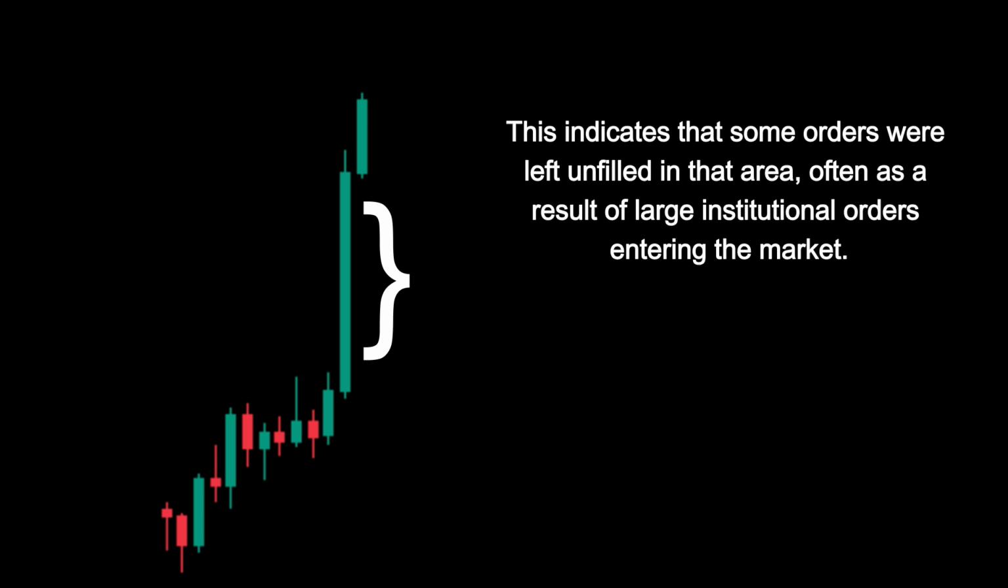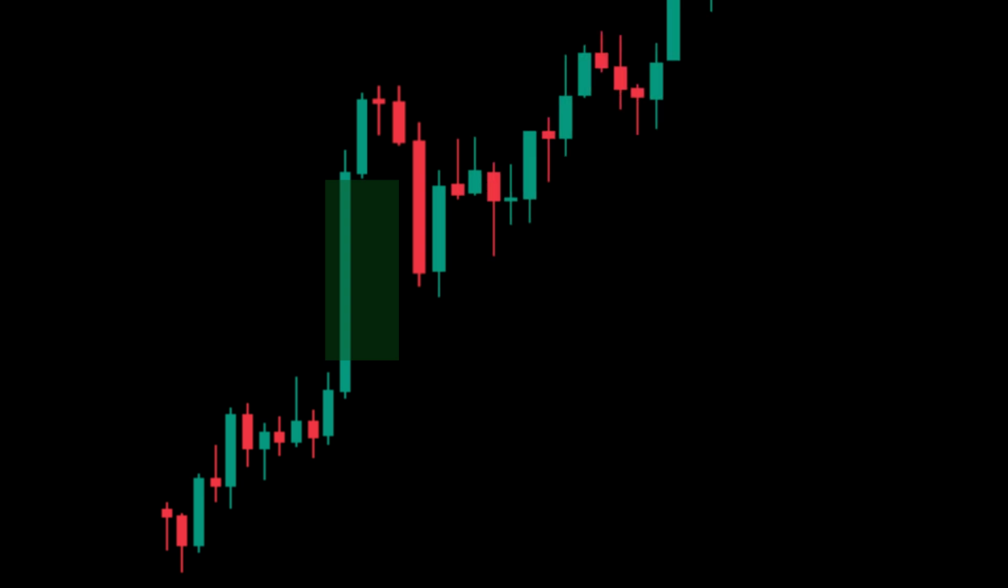This indicates that some orders were left unfilled in that area, often as a result of large institutional orders entering the market. This movement disrupts market balance, and price usually tends to return to these areas in the future to fill the remaining orders. As a trader, when you sit in front of the chart, your first task is to identify FVG zones. These zones show where institutions have entered the market, and when price returns to them, you can trade in alignment with smart money flow and potentially achieve strong profits.